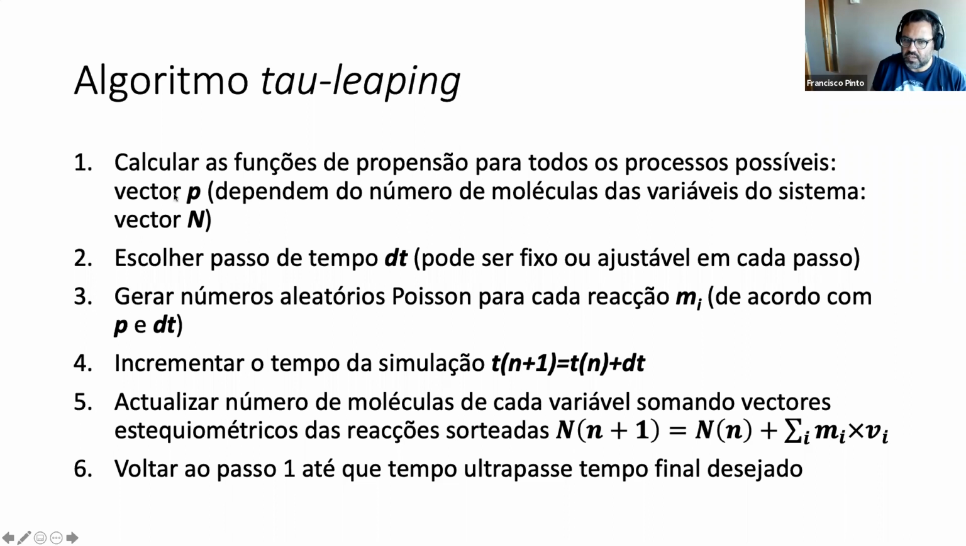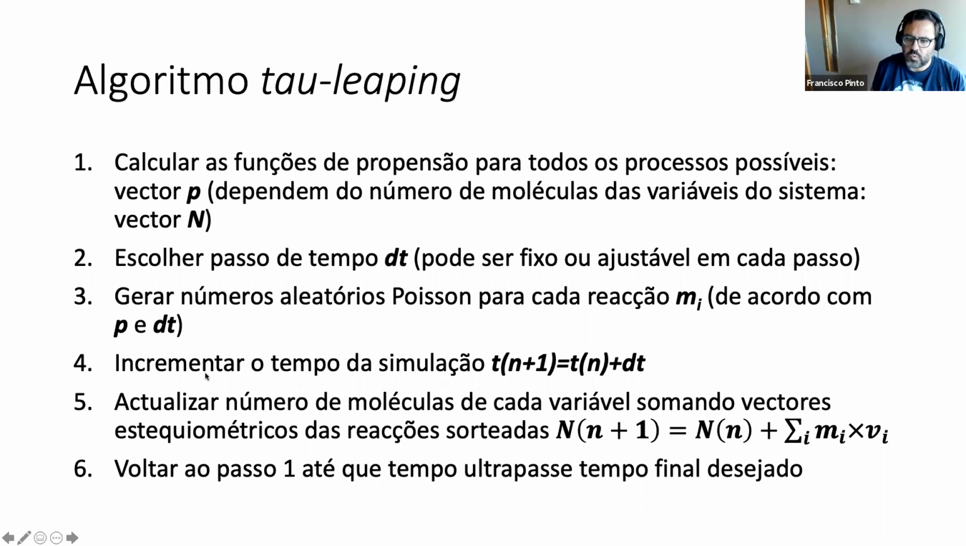If your propensities are very low, so there is a low probability of an event happening in the next time unit, then you can choose a longer time step. And then for every process, you generate random Poisson numbers according to the propensity of each process. And that will give you how many times each process will occur in the next time step.